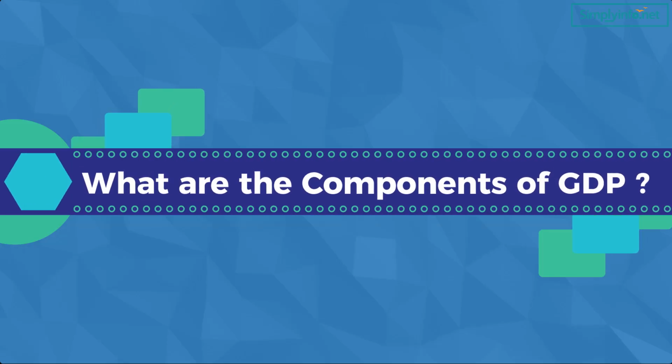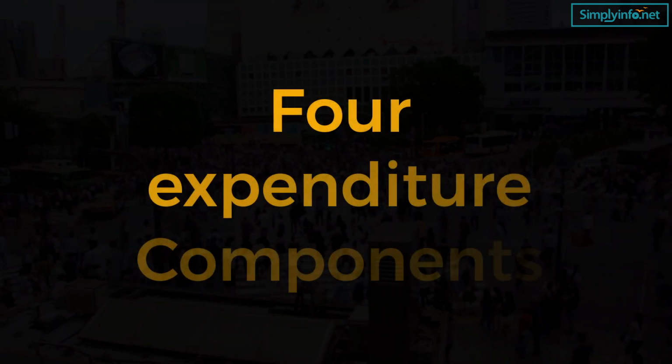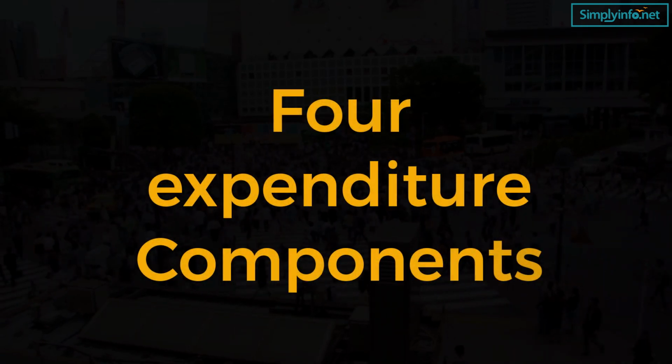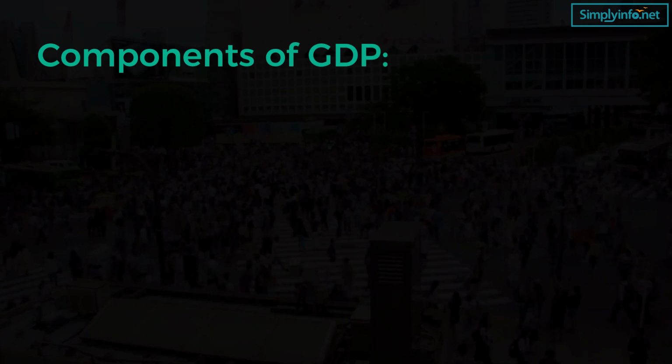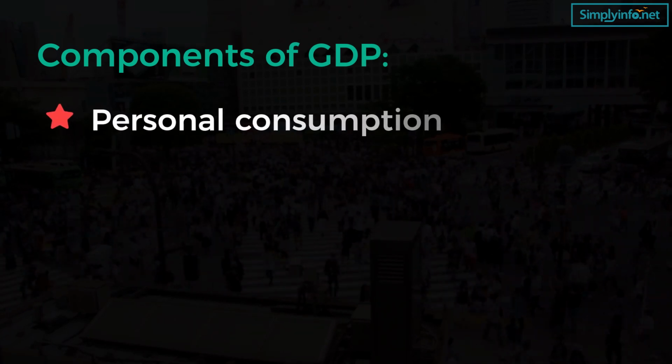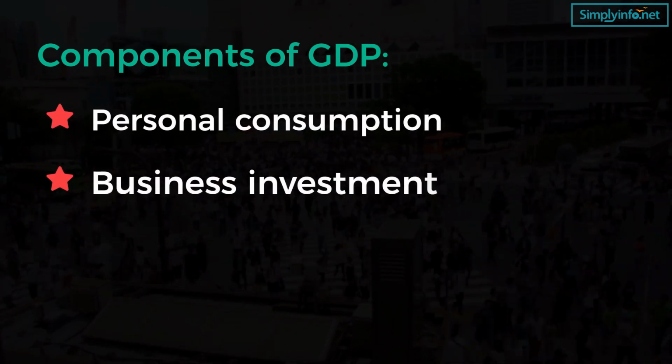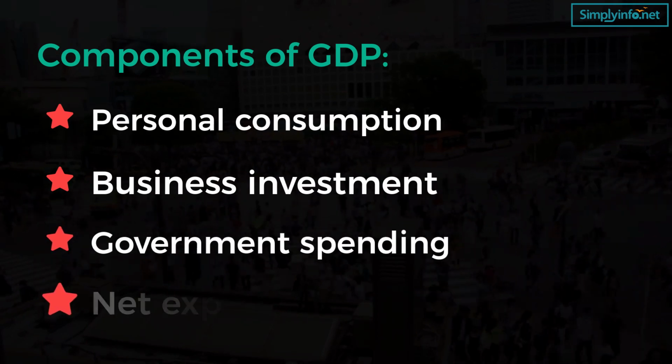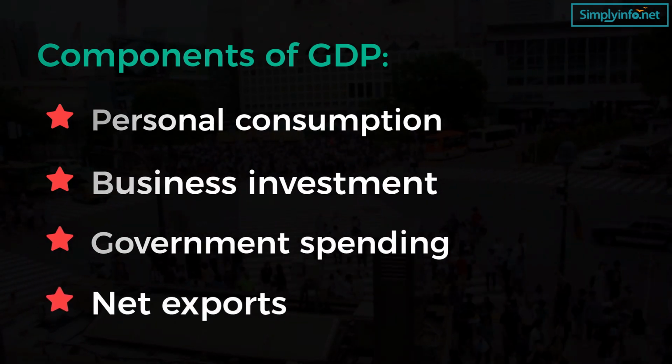What are the components of GDP? There are 4 expenditure components that go into calculating GDP. They are personal consumption, business investment, government spending, and net exports.